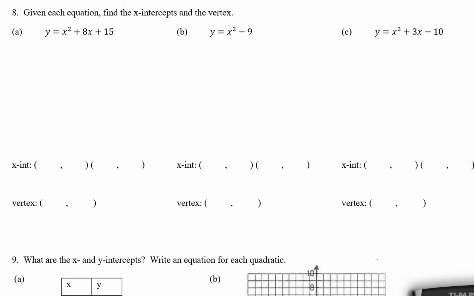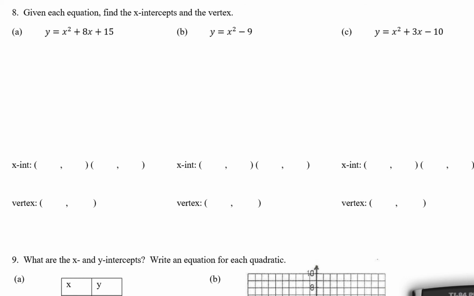Question 8 gives us an equation, and these are all parabolas, and asks us to find the x-intercepts and the vertex. So we're asked to find values of x that create an output of 0, right? Y would be 0. And if I can find the x-intercepts, the vertex is going to be midway between those two. That'll at least give me my x value.